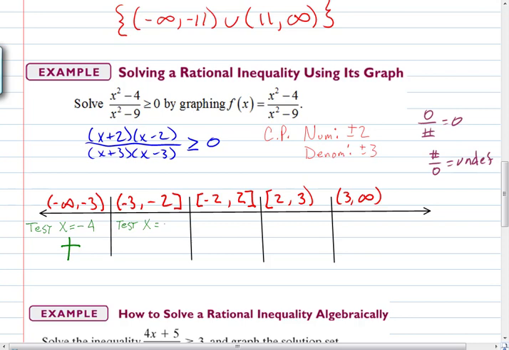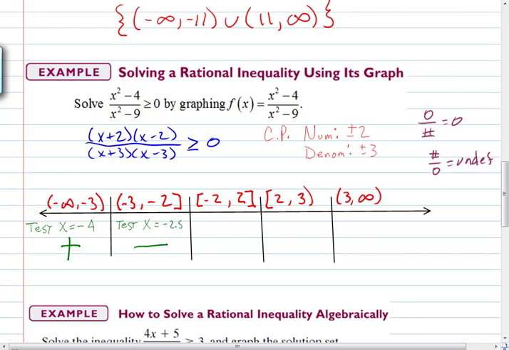X equals -2.5. I like that. -2.5 plus 2 is negative, and this is a negative. So the negative times a negative is positive, and -2.5 plus 3 is positive, and a negative is negative. The whole thing is negative, because it went positive, negative. Sorry.